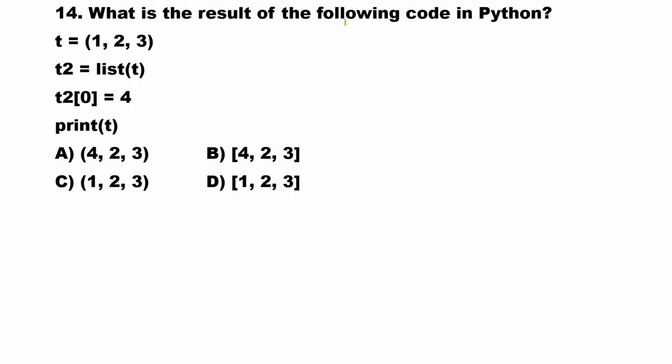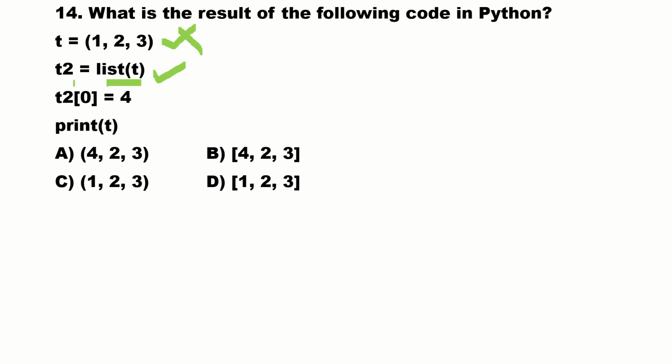Next one, what is the result of the following code in Python? Here a tuple is given and T2 is equal to list of T. Here this is a tuple. So can you change it? No, you cannot change a tuple. Okay, you cannot change the elements of a tuple. Whereas T2 is given as a list, so you can change this one. And T2 of 0 is equal to 4. Okay, but one thing is there: T will remain unchanged.